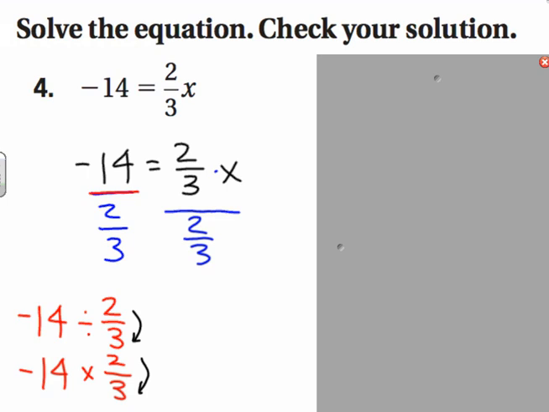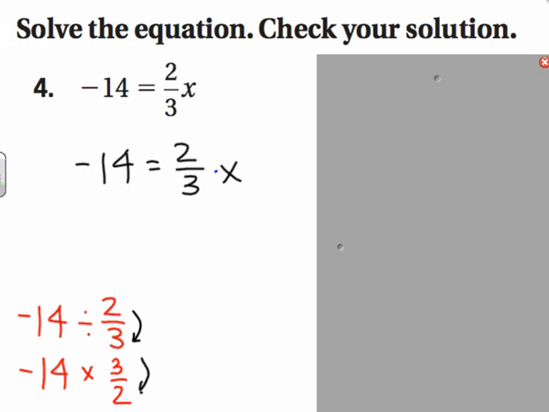So what I can actually do to make the steps look a little bit more easy to work with, instead of showing dividing by 2/3 on both sides, and actually I need to change that to 3/2 now, I'm going to do that step in the beginning.